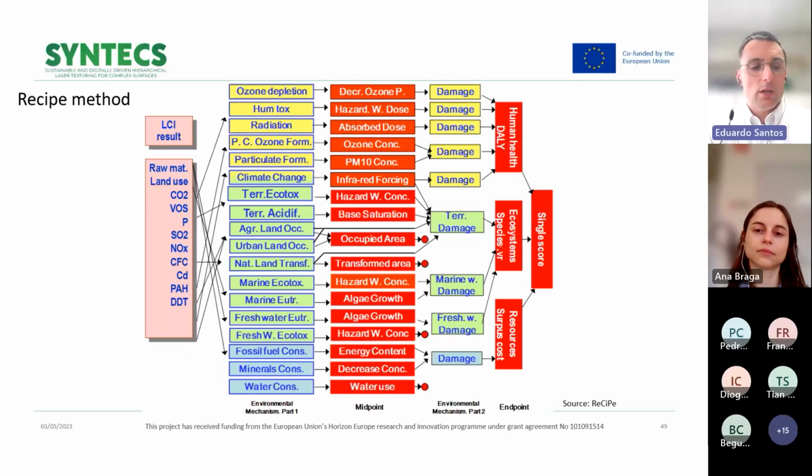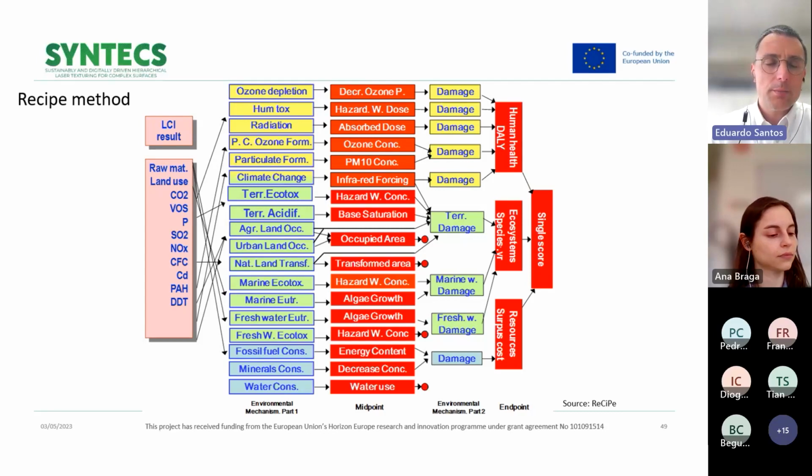So this is a very summarized overview of the ReCiPe method. So this is one of many environmental impact methods, but it's one that is very commonly used in LCA studies, especially in Europe. And as you can see from left to right, first on the left, you have the life cycle inventory. So you have the amounts and the types of resources that are used and the emissions that are done.